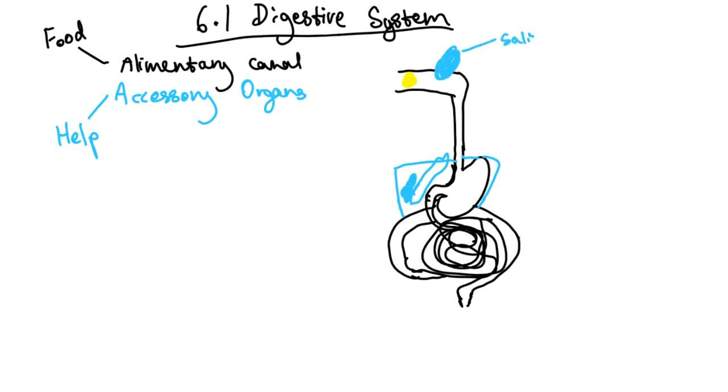So salivary glands, right? They release saliva, which again is used to chemically break down the food. So we have chemical and mechanical digestion. Chemical digestion is we use chemicals to break the food down. Mechanical digestion is physically breaking down. So there are three parts of the salivary glands: the parotid gland, the submandibular gland, and the sublingual gland.